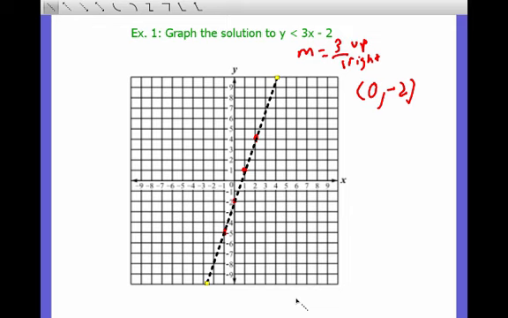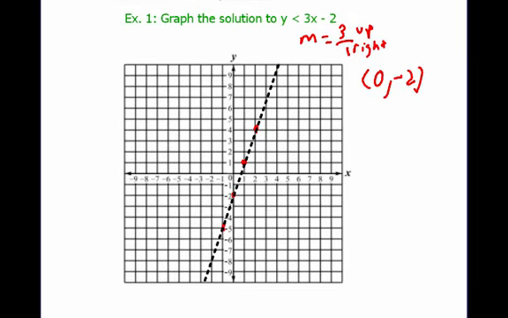All right, so now I need to figure out which way I'm going to shade. And the way I can figure that out is by picking a test point. It doesn't matter what the test point is as long as it is not on the line. So I'm going to use the most common one. Right here I've got 0, 0. All right, and 0, 0 isn't on the line, so I can use it as a test point. What I'm going to do is plug 0, 0 into my inequality and see if it works as a solution.